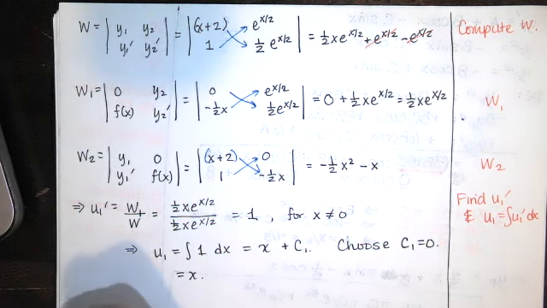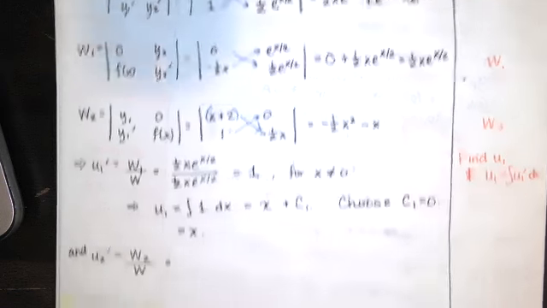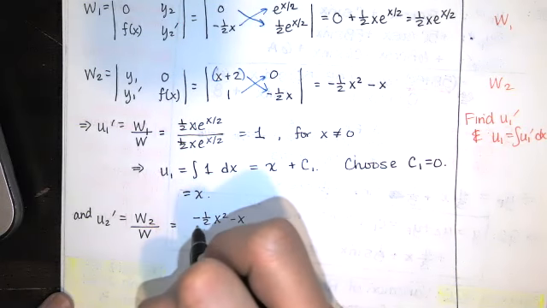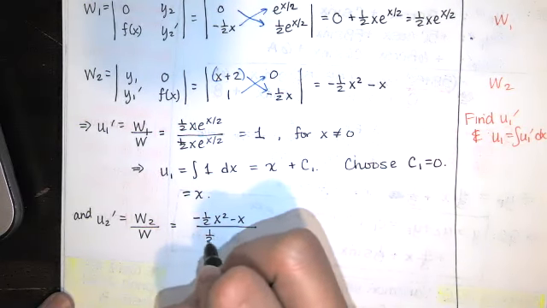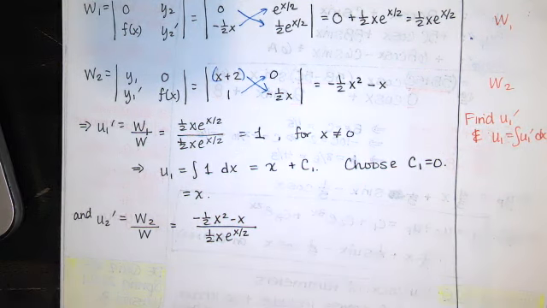All right. And we'll do something similar to get u2 prime. u2 prime is W2 over W. So this is negative 1/2 x squared minus x divided by 1/2 x e to the x over 2. That one looks more complicated. But we can still deal with it. We can still handle it.